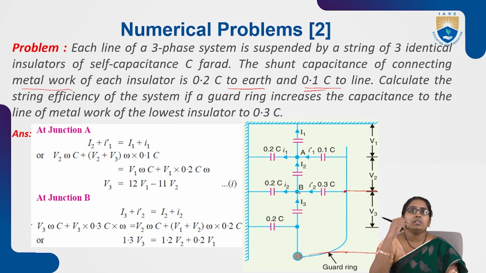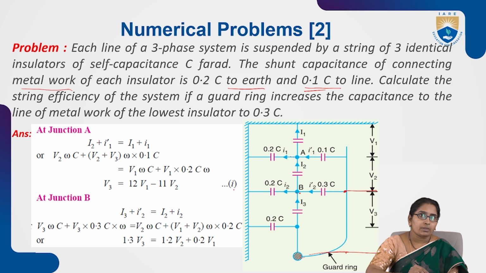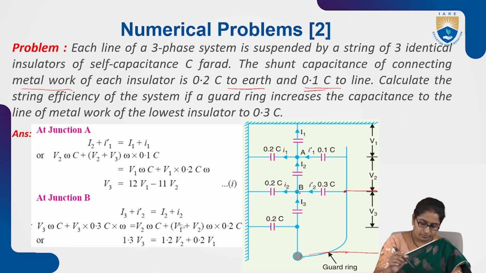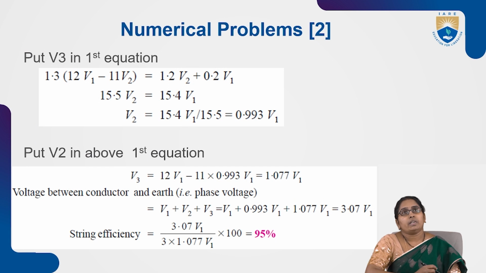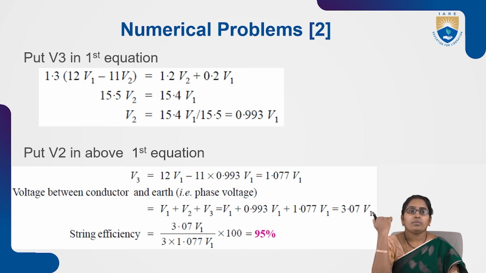So what we do is, in this equation, from equation 1 substitute this V3. So that is what is shown. So finally we'll have V2 in terms of only V1. V2 is given by 0.993 V1. Now similarly, in the same manner, use the previous same two equations, write V3 in terms of V1. So that is what is done.